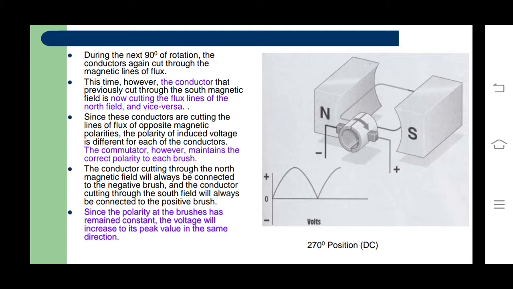The commutator, however, maintains the correct polarity to each brush. The conductor cutting through the north magnetic field will always be connected to the negative brush, and the conductor cutting through the south field will always be connected to the positive brush. See that since the polarities at the brushes have remained constant, the voltage will increase to its peak value in the same direction.